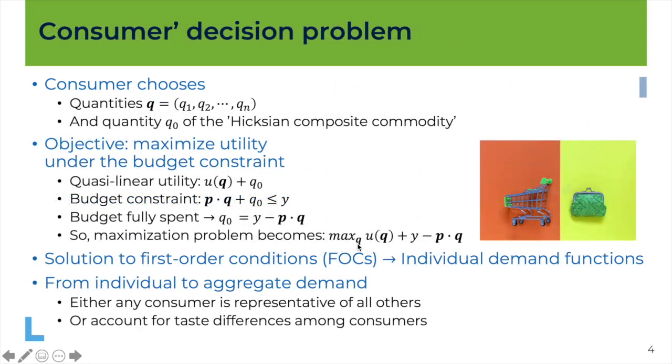If you take the first order derivative for each of these quantities, the solution to these first order conditions will give you the individual demand functions. Okay, so the demand function for each good from a particular consumer. Now, as we want to analyze a particular market, here the market for vegetables, we want to aggregate the demand functions of the different consumers. And as we will see in the next two examples, there are two basic ways to do that.